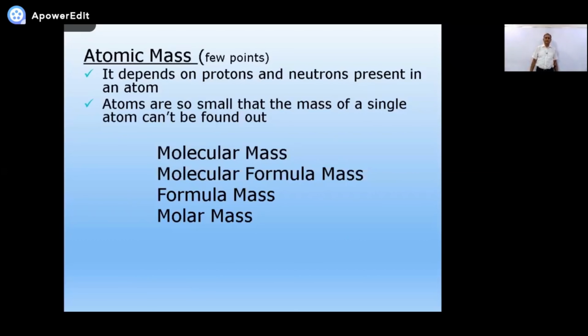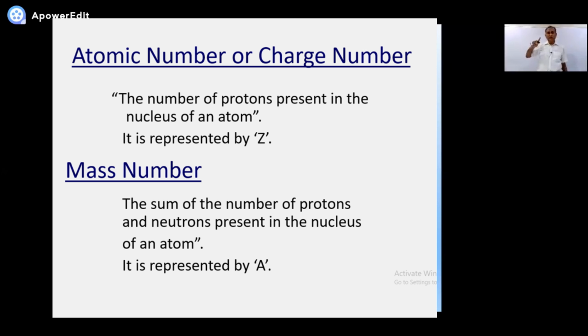Atomic mass. From the very first day I have been telling you the complete idea. What is atomic mass? And atomic number also. Atomic number is the number of protons. Atomic mass is the sum of protons and neutrons.